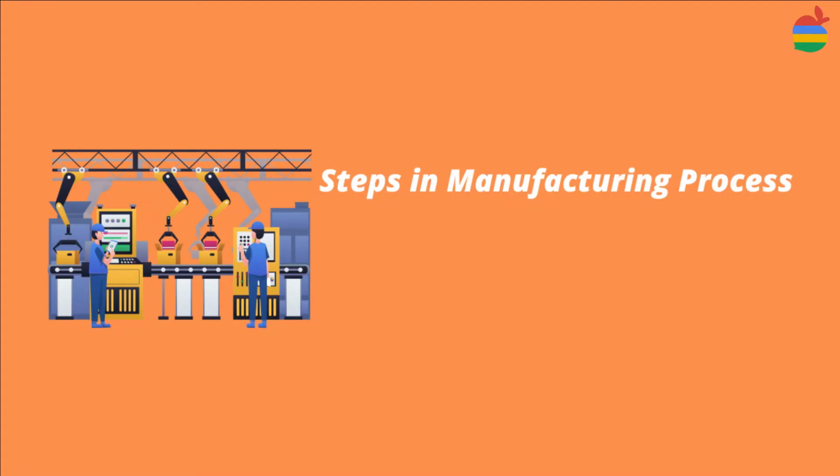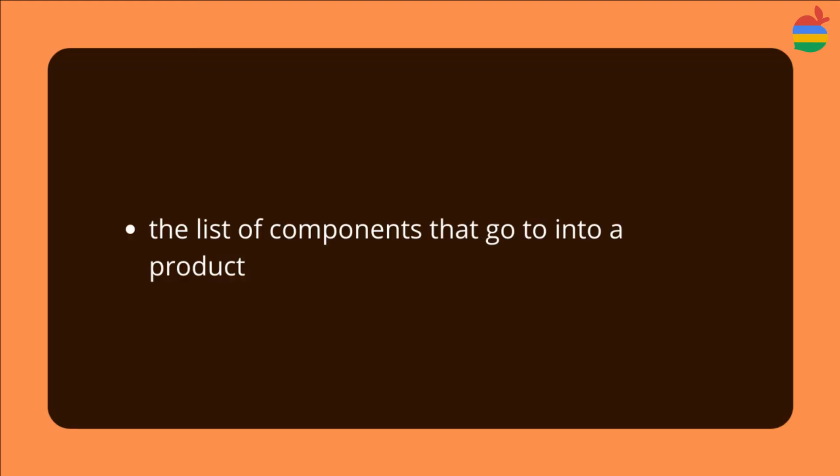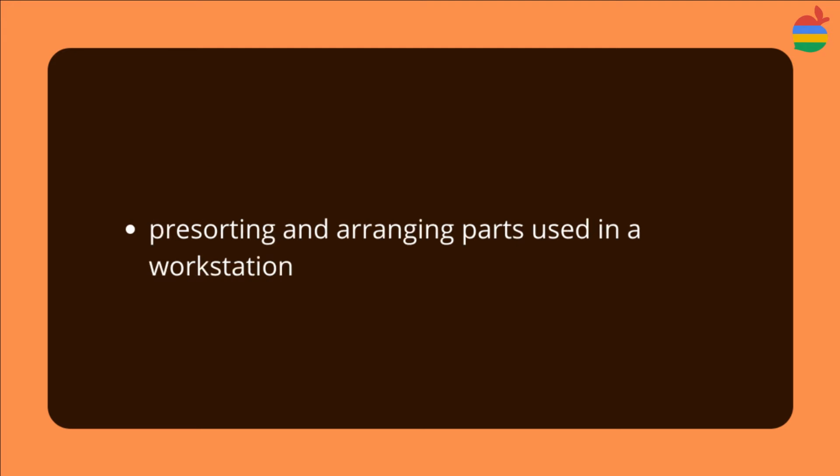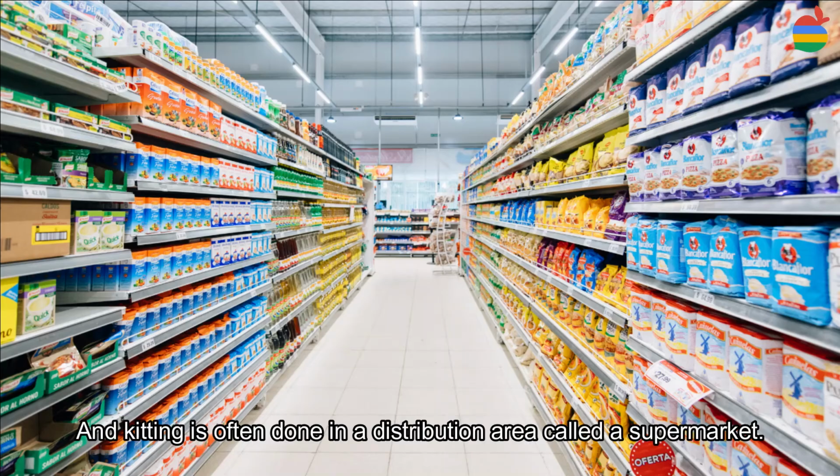Now, let's take a look at how we structure a manufacturing or assembly line. The steps in a manufacturing process are often called workstations, work centers, or work cells. The list of components that go into a product is called the bill of materials, or the BOM. When you pre-source and arrange the parts that will be used in a workstation, that is called kitting. And kitting is often done in a distribution area called a supermarket.